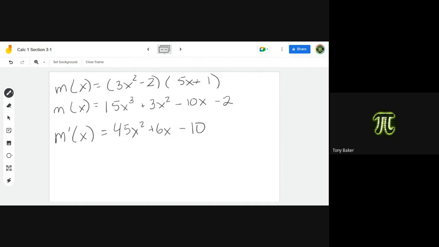All right. How confident are we feeling with the power rule? Good? All right. Let's start doing some applications of it. The 3 comes down in front. 3 times 15. It's the same thing.